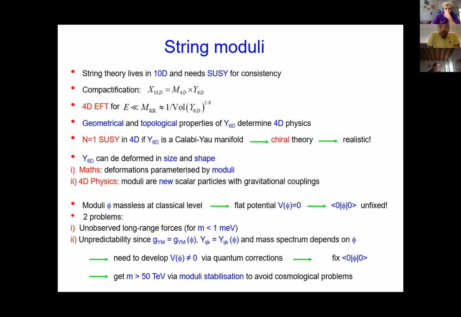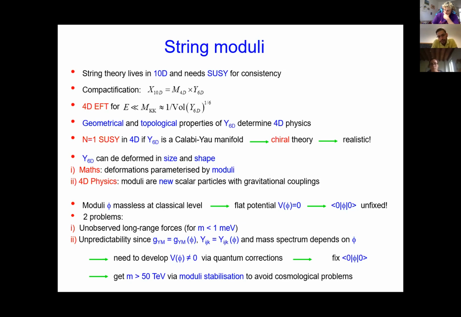Now, Calabi-Yau manifolds can be deformed in size and shape, remaining Calabi-Yau. And from the mathematical point of view, these deformations are called moduli, which from the 4-dimensional physics point of view correspond to new spin 0 particles with gravitational couplings to ordinary matter. And the axions will be part of this new complex field.